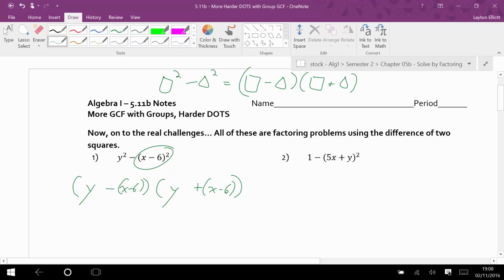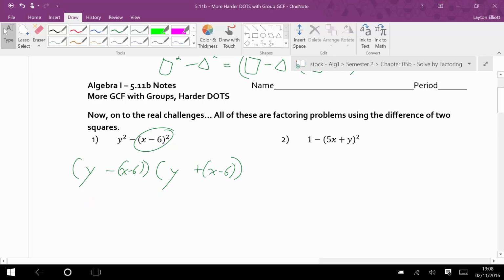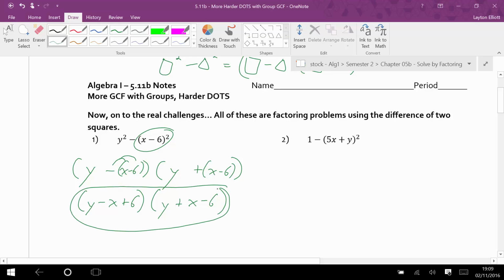Now, we are not quite done. Like before, I need to drop the parentheses. But if I drop them in this first one, the negative is going to distribute and give me an x minus x plus 6. And then I get y plus, that's just a plus 1, so there's no change in sign, x minus 6. And this is the final factored form. Each of those can't go any further.